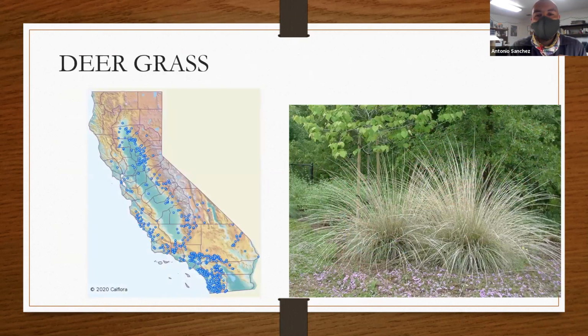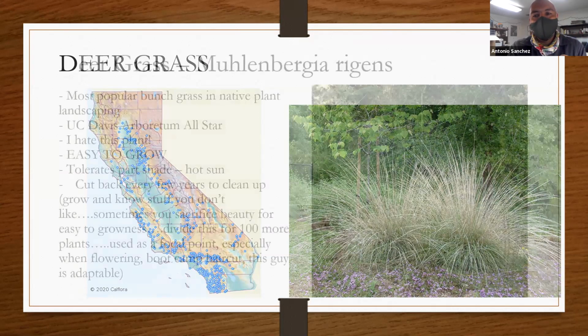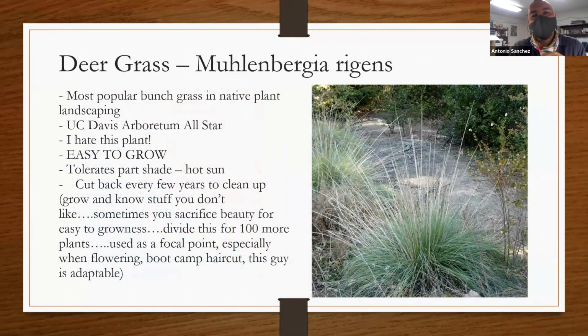And then one more, deergrass. Deergrass is found everywhere in California. You can see the distribution by the blue points. A really cool plant for landscapers. If you guys know me, you probably heard me say that I don't like this plant. I don't really like this plant. I think it doesn't look all that good all year, but it's a good plant for basketry. It's probably a great wildlife plant. It's very easy to maintain.